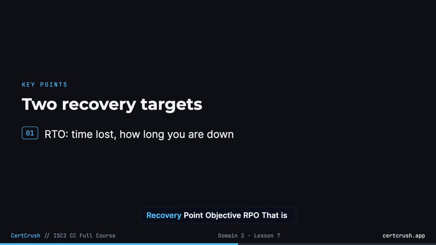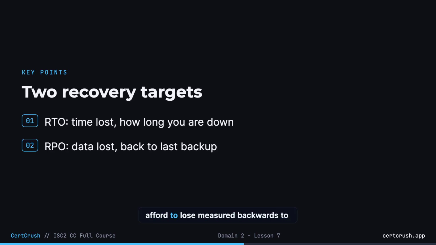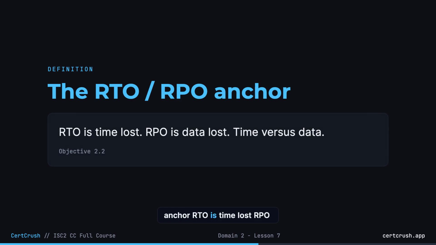The second is the recovery point objective, RPO. That is data. How much data can you afford to lose, measured backwards to your last good backup? An RPO of 1 hour means you back up often enough that you would never lose more than an hour of work. It looks backwards to your last save. Here is the anchor. RTO is time lost. RPO is data lost. Say it back. Time versus data. If those two feel slippery on first hearing, that is completely normal. They are designed to trip you. Lean on the anchor. If the question talks about how long you are down, it is RTO. If it talks about how much data you would lose, it is RPO.